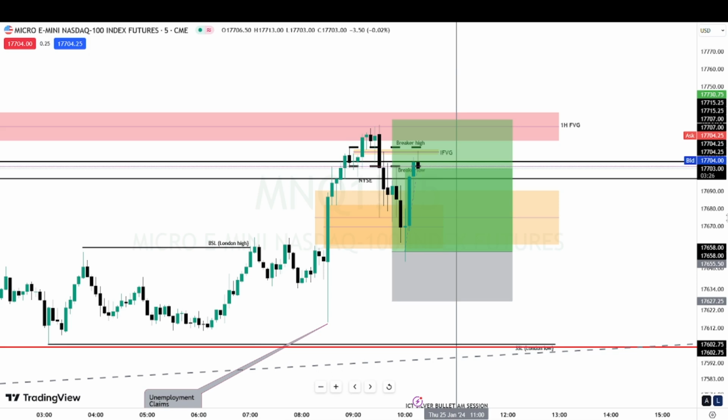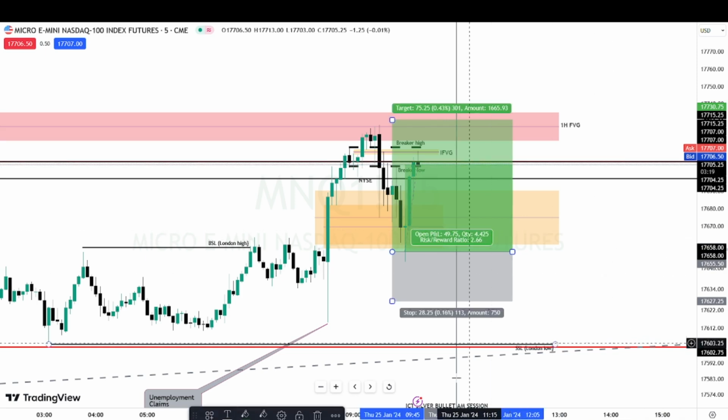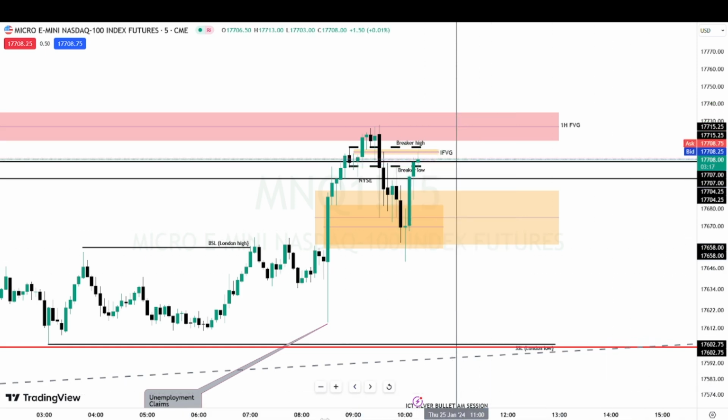I can let this one slide, unless we get the continuation, but I favor the 1 hour fair value gap over the 15 minutes fair value gap.